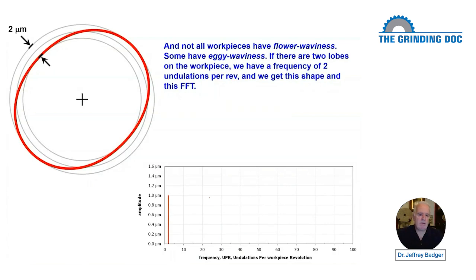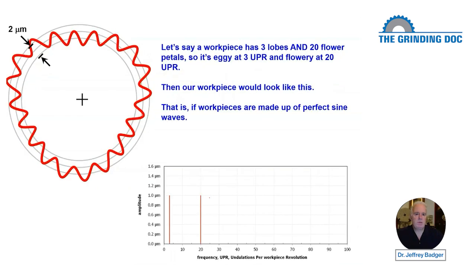Let's say I have 2 undulations. So basically I just have a big egg. I've got 2 undulations on there. It's going to look like that. I'm going to have a big peak at 2 undulations per rev. Let's make things more complicated.